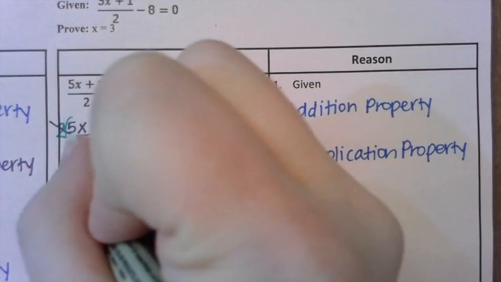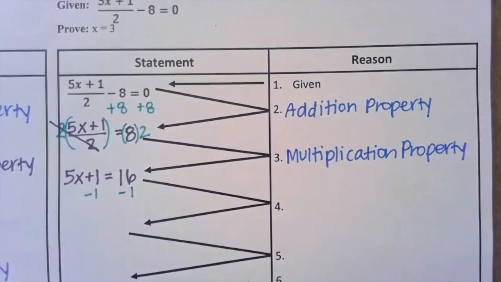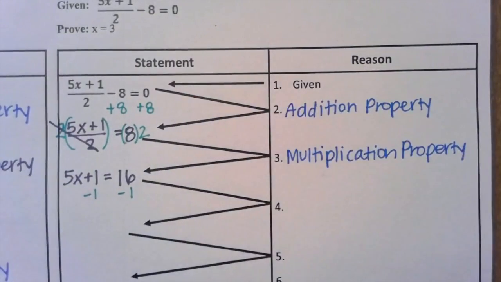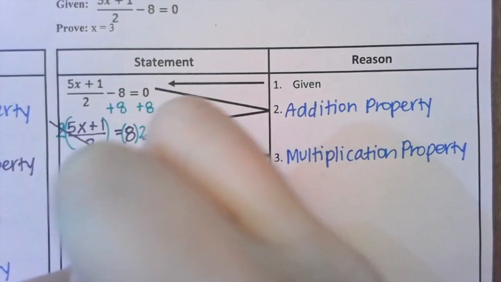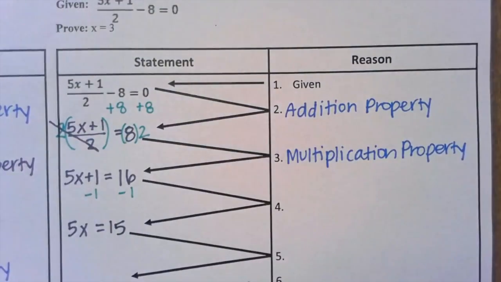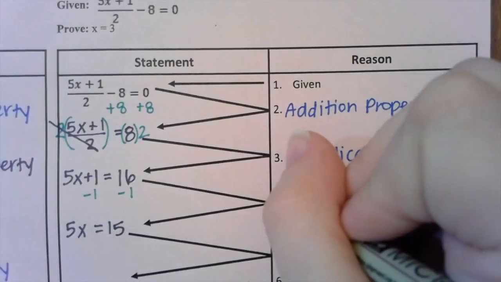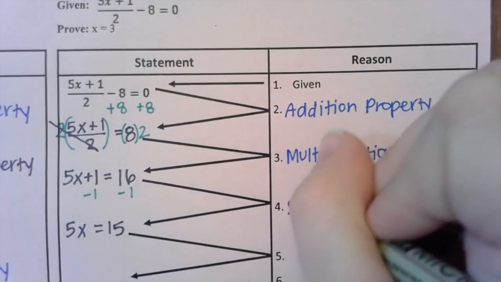Then we need to subtract 1 from both sides. So all we're doing is just solving this equation. And when we do that, we'll get that 5x equals 15. We subtracted, so our reason would be the subtraction property.